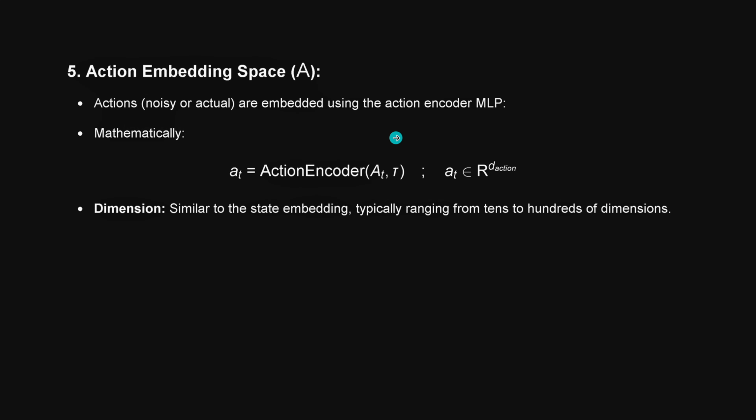Now we come to the real action that is happening, and of course we have to embed it in a new mathematical space, and we have an action embedding space. And yes, I know you say, hey, finally, no, actions are embedded using an action encoder. Also, a multi-layer perceptron. It couldn't be easier, I tell you. Similar to the state embeddings, typically ranging from 10 to hundreds of dimensions.